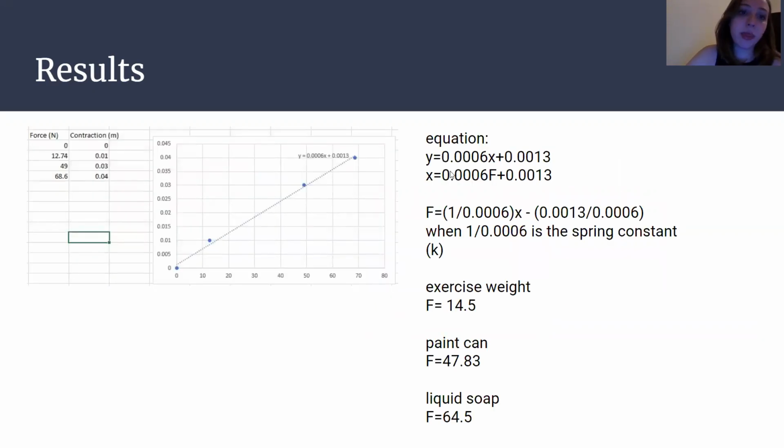And now, this is my graphic. And I got an equation. This is my equation for the Y's, sorry, and this is for the X's. And this is representing the formula of Hooke's law, the F of force. And this is my equation.